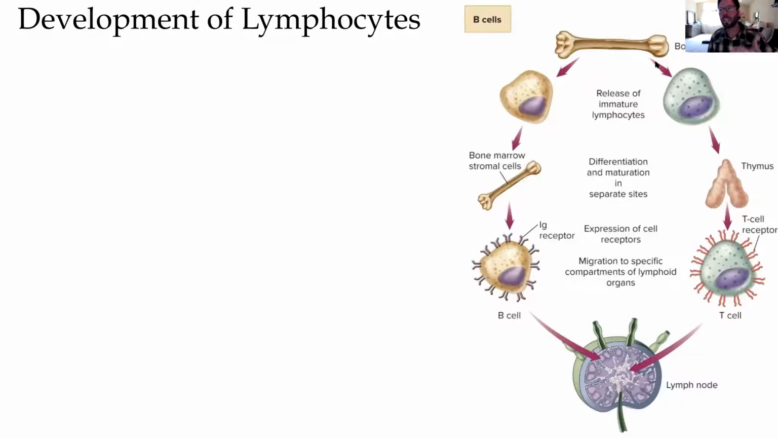So again, T cells come from the thymus. B cells come from the bone marrow. And we said that all immune cells come from hematopoietic stem cells, which are in the bone marrow, okay? So the B cells just stay there and differentiate into B cells, whereas the T cells have precursors that go to the thymus and turn into T cells. Then both the B cells and T cells travel from the bone marrow and the thymus to the lymph nodes, where they are ready to be called out for duty.